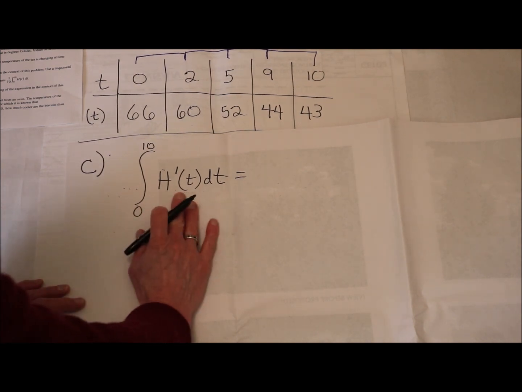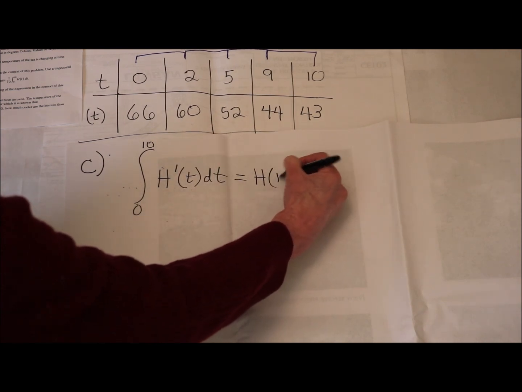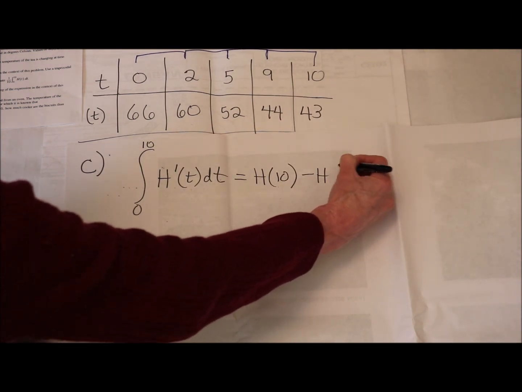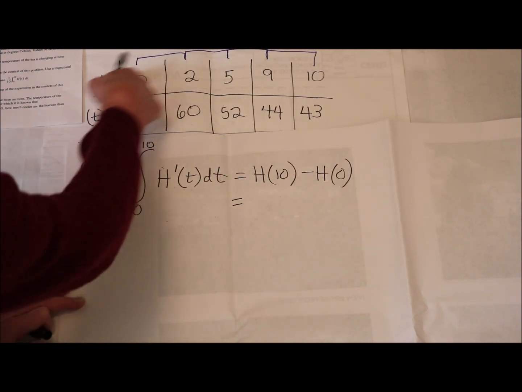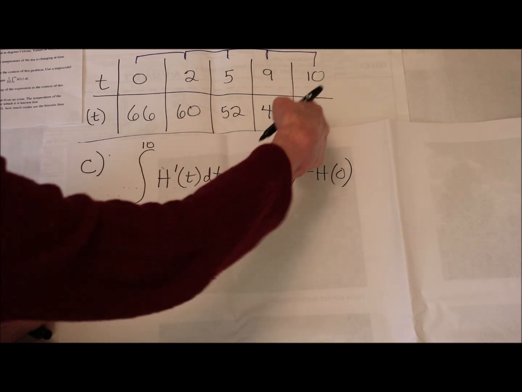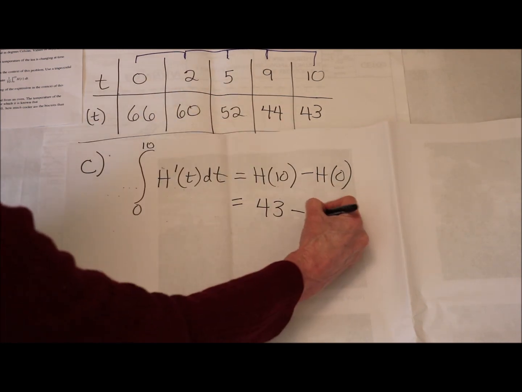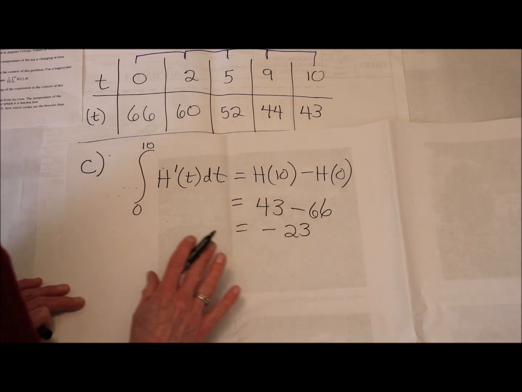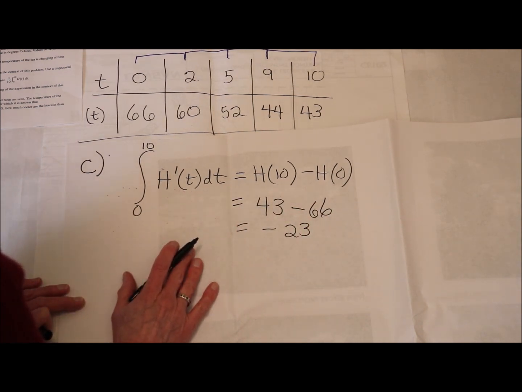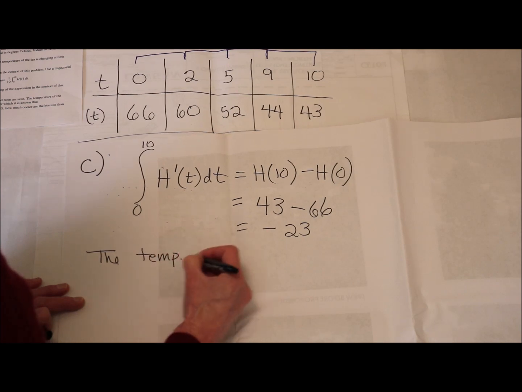The integral of a derivative is h of t evaluated at 10, so it's h of 10 minus h of 0. It's that simple. H of 10, that's time 10. My temperature is 43. At time 0, my temperature is 66. So that gives me a negative 23. Now here, they say using correct units, explain the meaning.